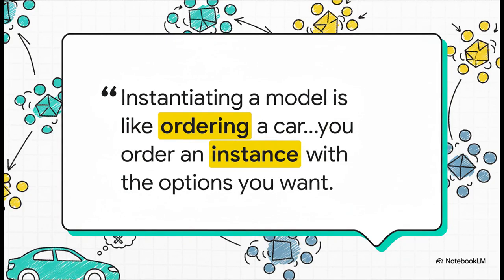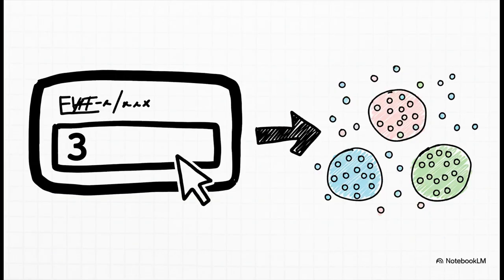Now, that second step, instantiate, can sound kind of scary and technical, but I love this analogy from the source material. It makes it so easy to understand. It says instantiating a model is like ordering a car. You don't just buy a car, you order a specific one with the options you want. The color, the engine, the number of doors. It's your own personal version. So when a data scientist is ordering their car, the most important option they have to choose is that n_clusters parameter. This right here is the moment they set the value of K and tell the algorithm exactly how many groups to go looking for.